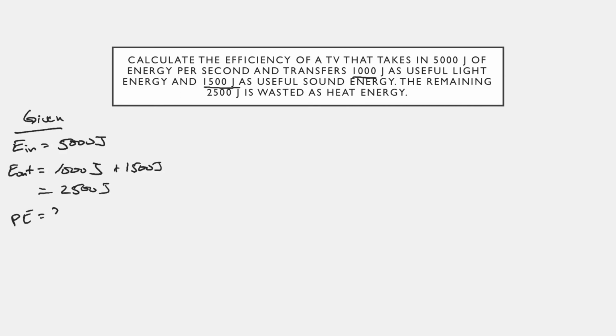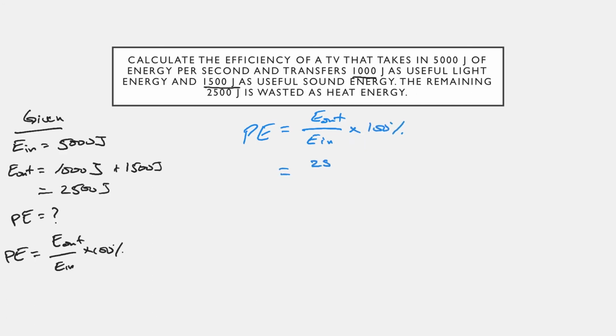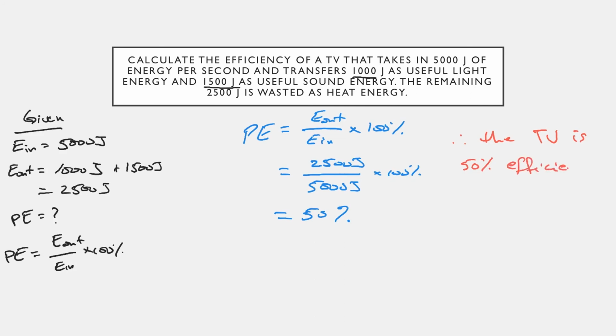And again, we're looking for the percent efficiency, and we're going to use the same equation as before. So we're solving for percent efficiency, and that's equal to the energy output divided by the energy input times 100%. That's 2,500 joules divided by 5,000 joules. That gives us 50% efficiency. Therefore, the TV is 50% efficient.